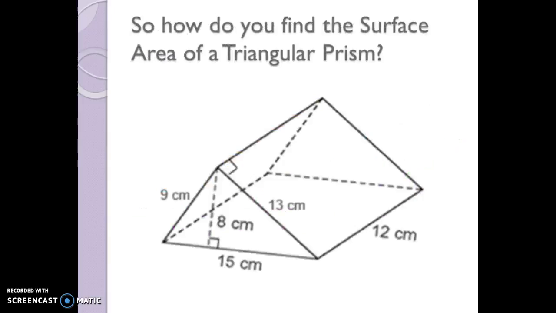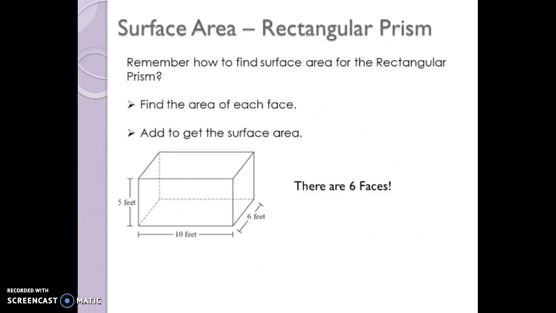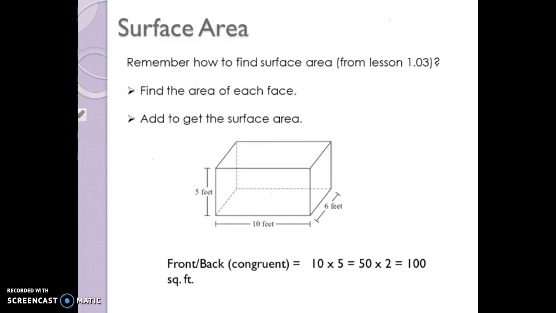All right. So how do you find the surface area of a triangular prism? Well, remember how to find the surface area for the regular prism? You would find the area of each face, and you add all the areas together to get the total surface area. And there are 6 faces. So we find the front and the back, which are these two rectangles. They're congruent. They're the same. So we can find the area. 10 times 5, length times width, equals 50, times 2 is 100 square feet.